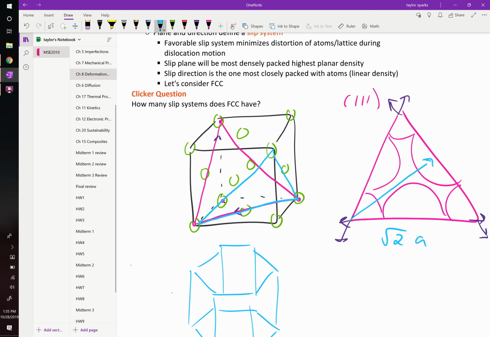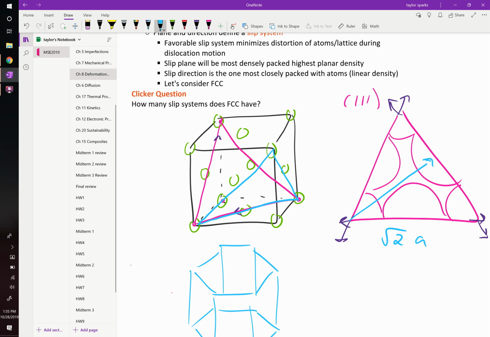Yeah? And I am having a hard time understanding how it can slip on that plane when it's literally through an atom. Like the atom's not going to slip in half. What exactly is slipping on that? Let me find a good animation for you. I can put it in a link in the announcement.